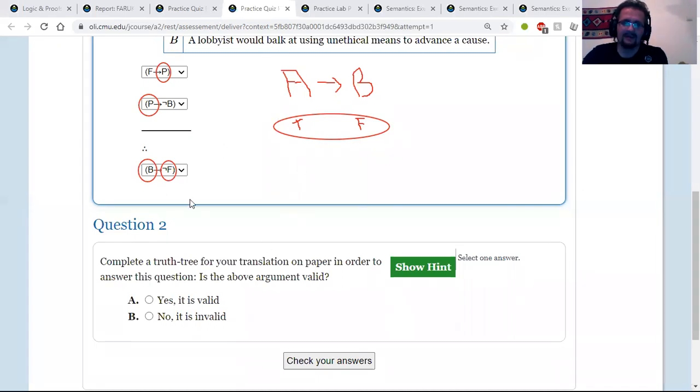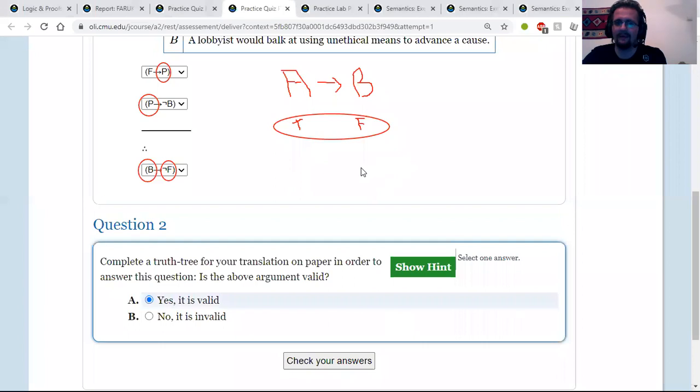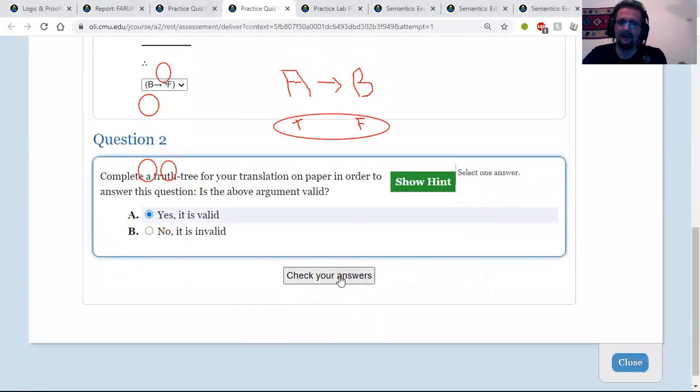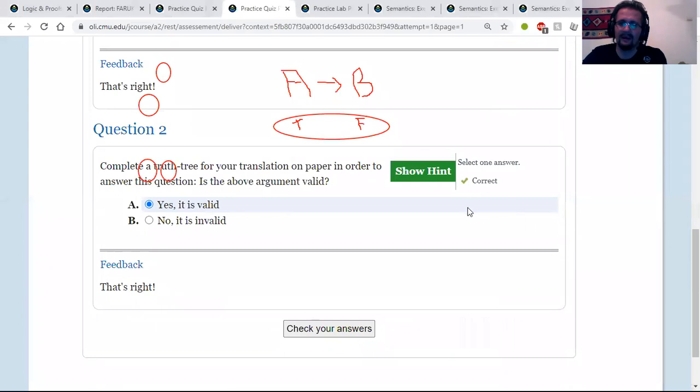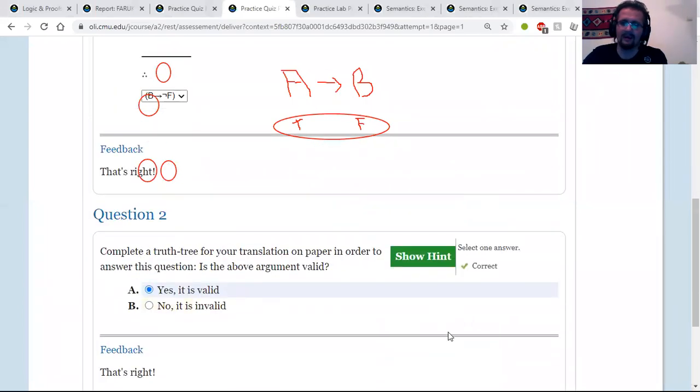So that actually tells us that this outcome down here is the same as this outcome over here. So the if B, then not F is the same as saying if F, then not B. So that means that we arrived correctly down here. We can check our answers, wait for it all to load. Ta-da, there we go. We got the first part correct, and we got the second part correct.